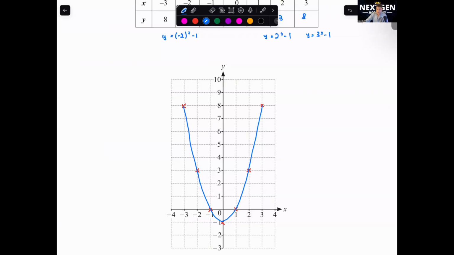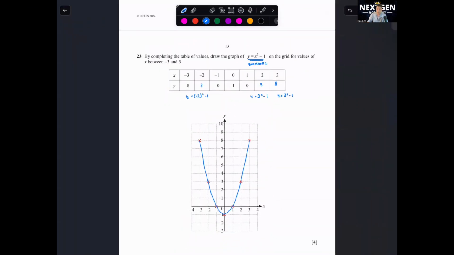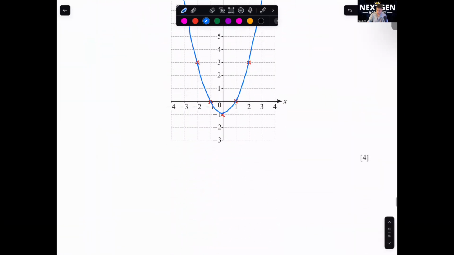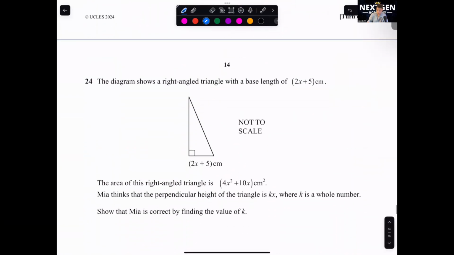This paper somehow has a lot of shapes formula, shapes type of problems. This one is a graph problem only. Okay, let's move on. Last two questions. The last two are also on shapes.